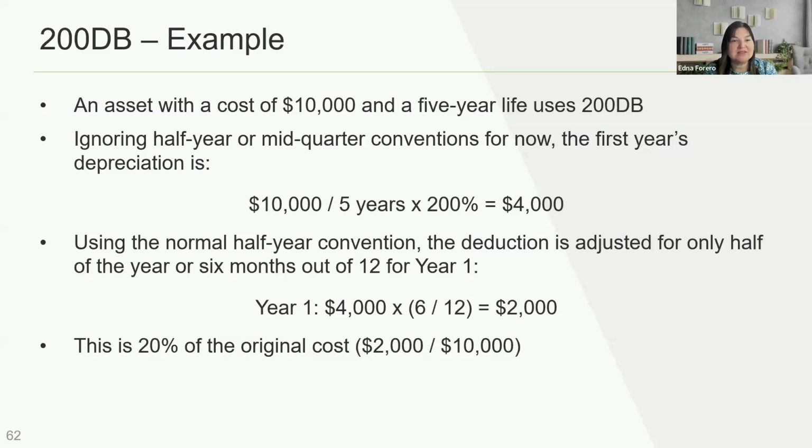So we've got an asset that has a $10,000 cost, and it has a 5-year useful life. We're going to ignore half-year and mid-quarter at this moment. We're going to talk about those later, but very simple, 10,000 divided by 5 years times 200% gives us $4,000. So using the normal half-year convention, the deduction is adjusted for only half of the year, which is 6 months. So they have a $2,000 depreciation deduction, which is 20% of the original cost. So 2,000 divided by 10 gives us that 200 declining balance, excuse me.